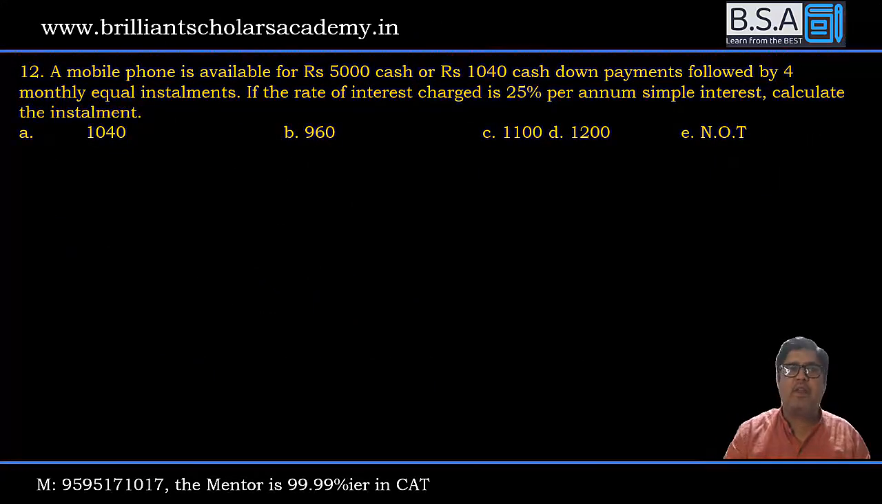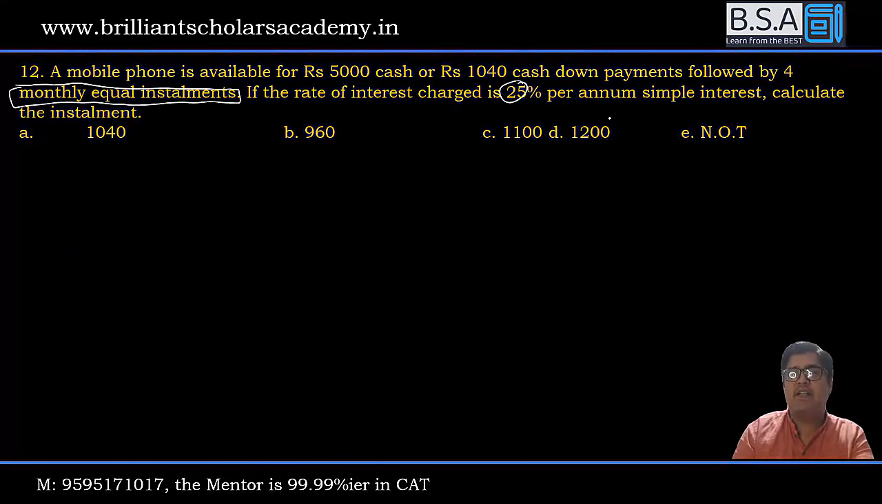Go ahead, try. A mobile phone is available for rupees 5,000 cash or 1040 cash down payment followed by 4 equal monthly installments. If the rate of interest charged is 25% per annum simple interest. Very nice. Per annum simple interest. Calculate each installment.